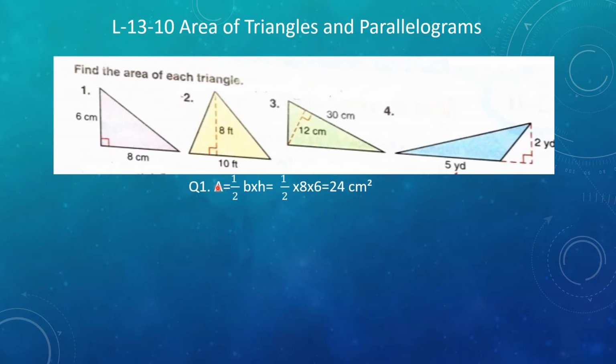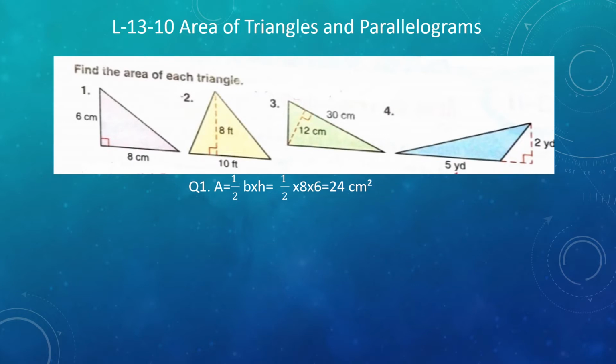Area is equal to half base into height. Half 8 into 6. What is the answer? Just cancel. 2 is cancelled with this 8. 4 into 6 is 24 centimeter square. Square area is there. Always remember the unit is centimeter, meter, whatever is there. It's square unit.